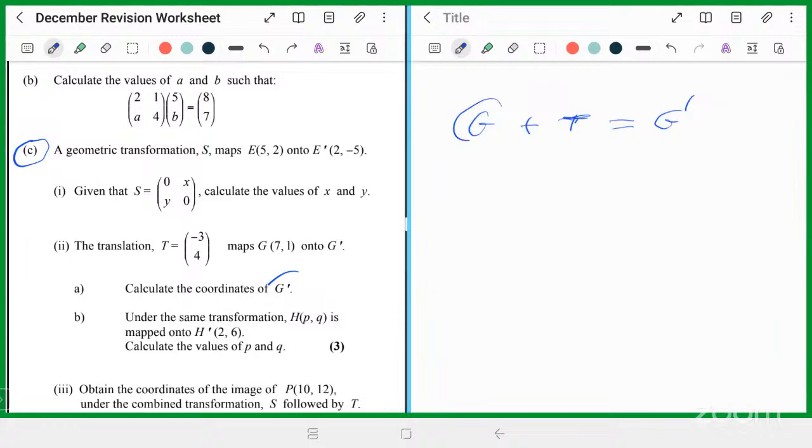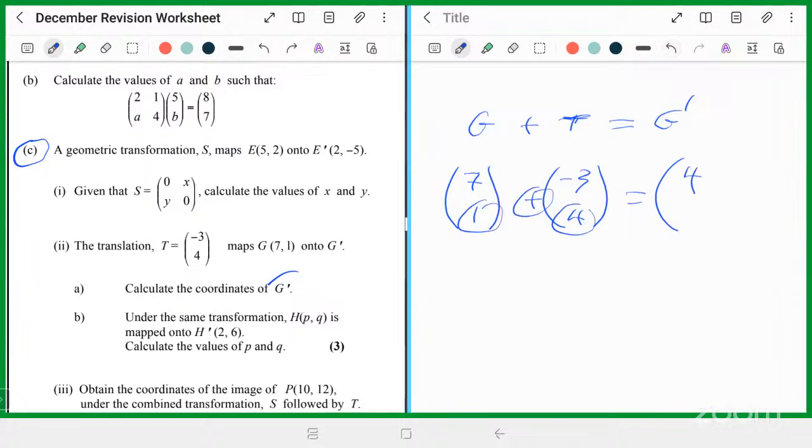So the matrix for G is what they gave us here. They gave us this point, so it has the same values. It's basically the position vector of the point. Now that we have done vectors, it is the column vector (7, 1) for this point, plus the translation matrix, which is (-3, 4). That's going to give you G prime. So it's 7 minus 3, which is 4, and 1 plus 4 is 5.